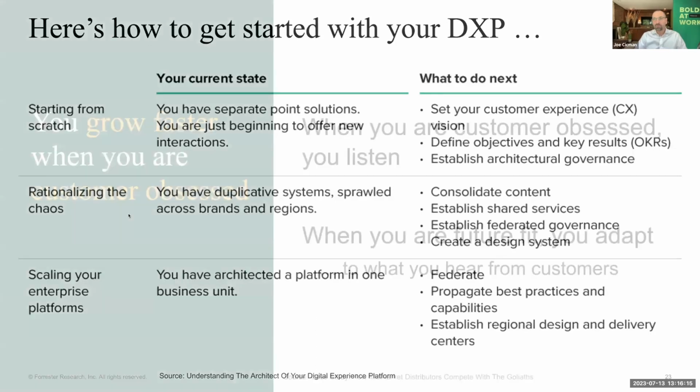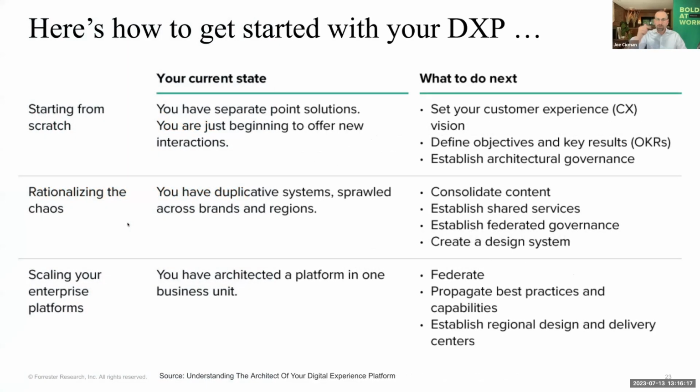Number 2, if you're rationalizing the chaos, then employ a product mindset. Deliver your platform like it's the product that your business uses to deliver all of its digital experiences, because it is. And as your platform's usage patterns change, focus your center of excellence on capabilities that get used, reused, and shared across all experiences your platform delivers.